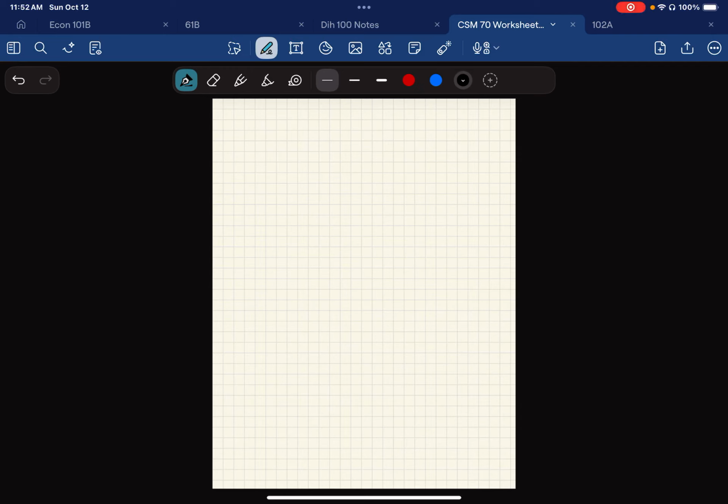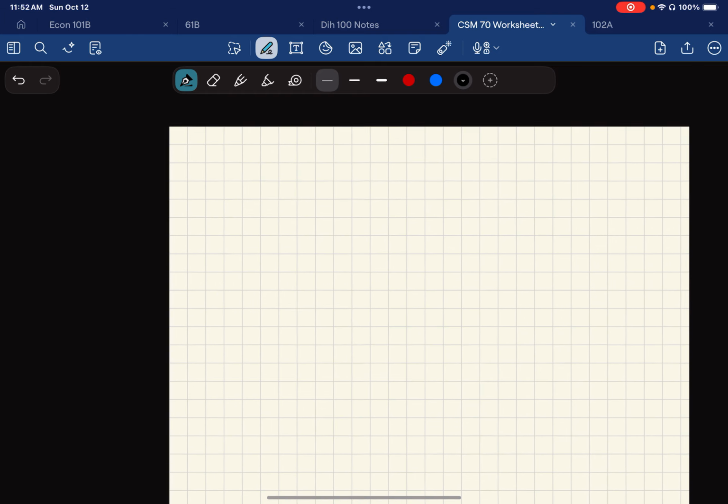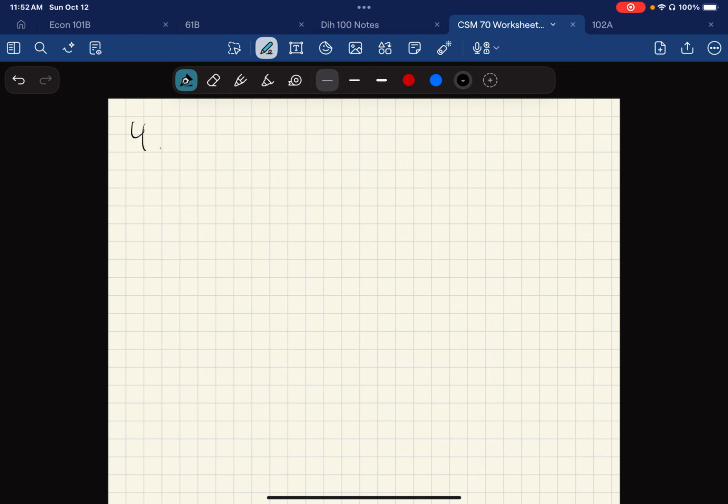We're back, and we're going to be doing week 4, question 4 on the CSM worksheet. The question is secret sharing. The premise of this problem is that there are a group of 23 voting officials and they want to pass a law. All the officials need to vote in favor for the law to be passed. So we need a unanimous vote.